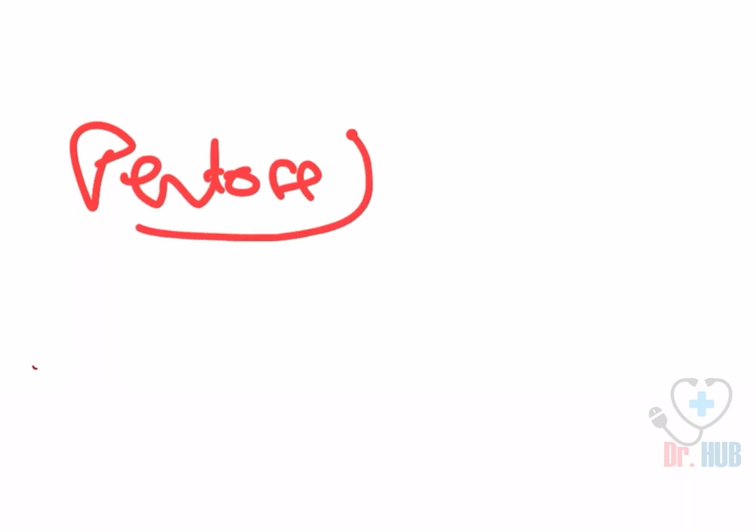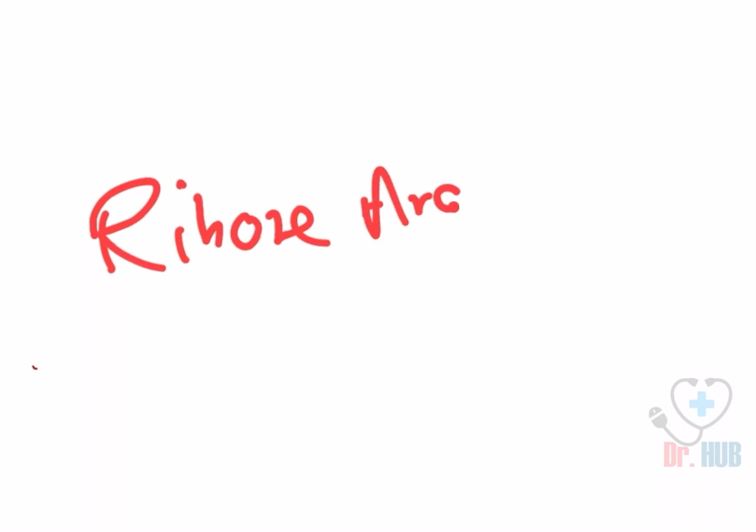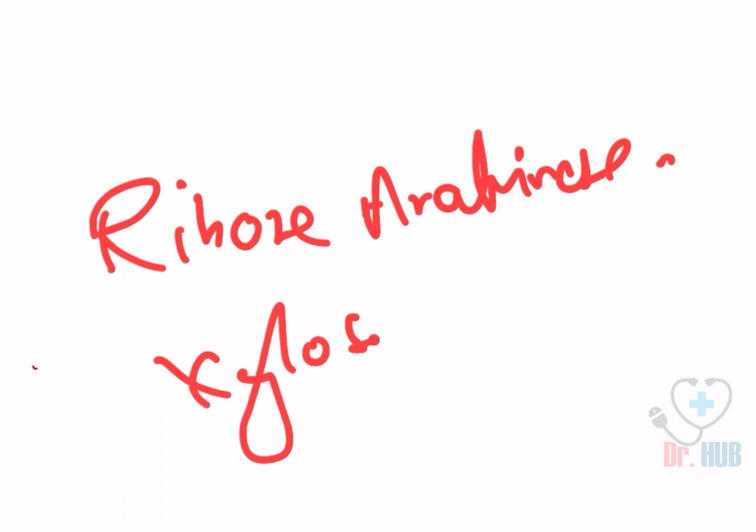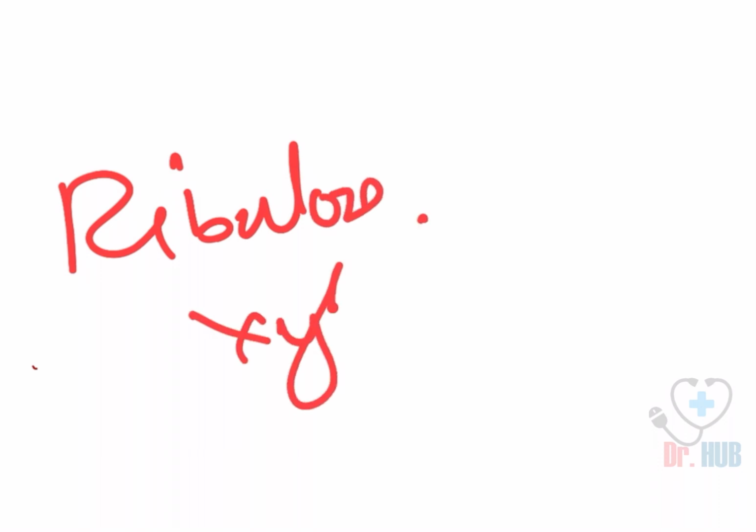Then looking at the pentose, under aldose, it includes the ribose, arabinose as well as the xylose. Next, looking at the ketose under pentose, it includes the ribulose as well as the xylulose.